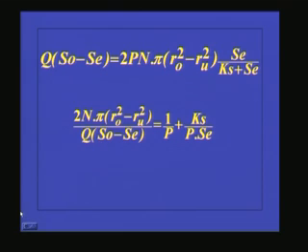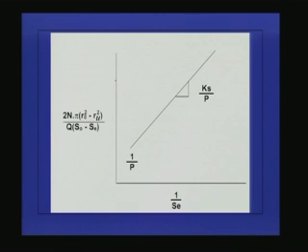So if you want to find out the P value for a system, we can do some batch experiments in the lab. This is 1 by Sc and this term is equal to 2 into N, number of the disks, into pi into R naught squared minus Ru squared into Q into S naught minus Sc. All these terms are known to us. Then if you plot this, we will be getting a line like this. This one will give you 1 by P and this one will give you Ks by P. From this we can find out the half saturation constant and the P value for the system.